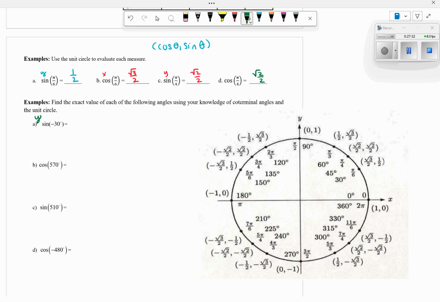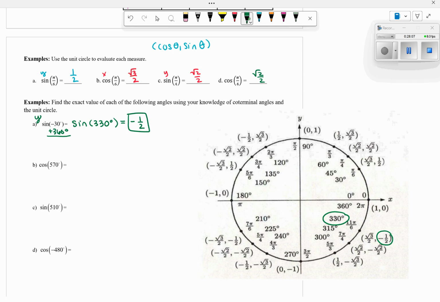If you don't know where negative 30 is, then add 360 degrees to find the coterminal angle. So this gives us 330. That means the sine of negative 30 degrees is going to be the same answer as the sine of 330 degrees. So on our circle, find 330 degrees. The sine is the y coordinate. So the sine of 330 degrees or negative 30 degrees is equal to a trig ratio of negative 1/2. Remember, these are trig ratios that we're finding because it's from a triangle. These are the side lengths.